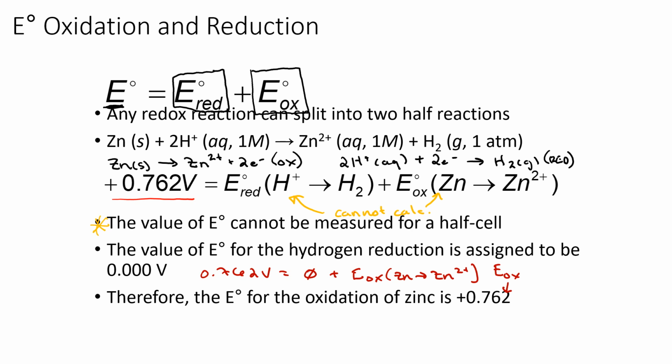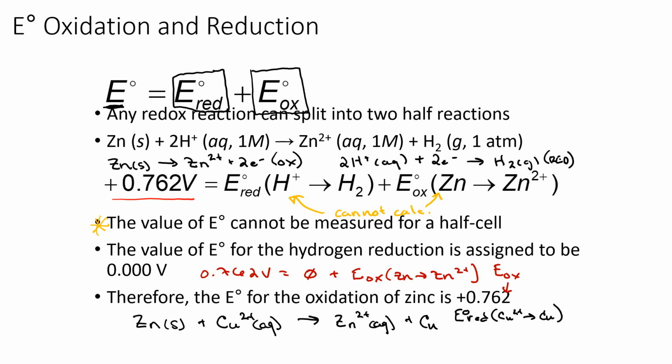And I could say, okay, what if I had our zinc plus our copper 2+ is now producing our zinc 2+ plus our copper? Well, I now could say, what if I wanted to know the reduction for copper 2+ to copper?